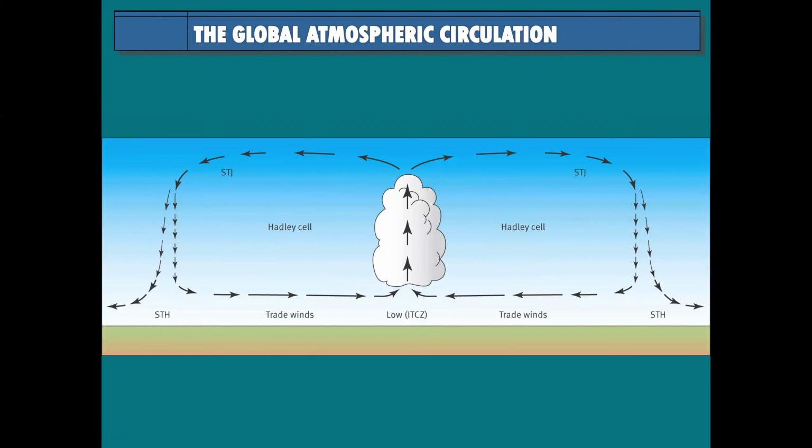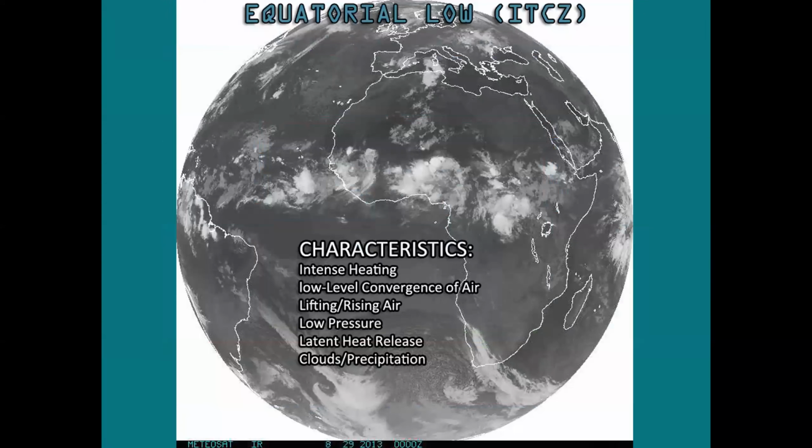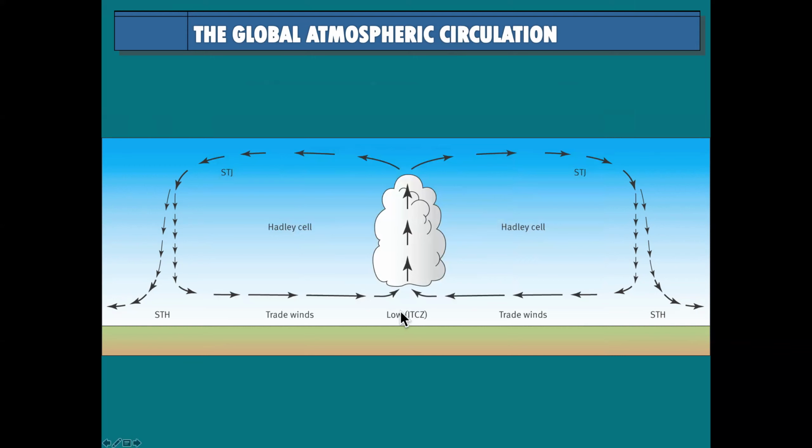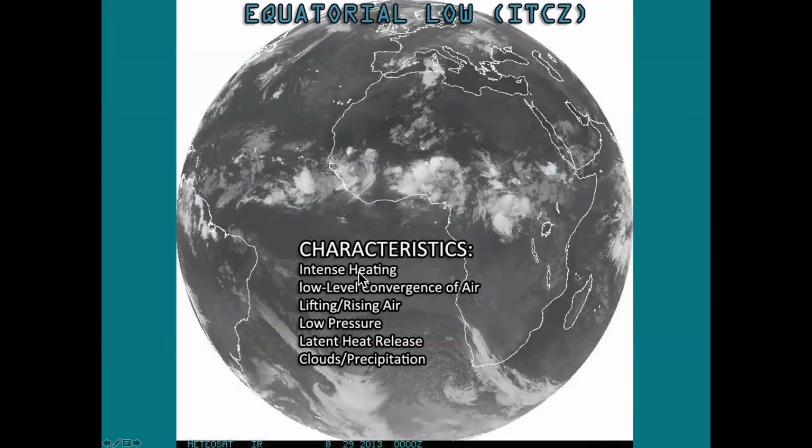And again, it's a model. So it's taking something complicated, which the atmosphere is, and putting it in an image and in a way of looking at it that makes it simpler to look at. Okay, so the ITCZ, or equatorial low, again, that would be this, there's intense heating, there is lifting, rising air, low pressure, you're releasing latent heat, and there's a lot of clouds and precipitation, generally speaking.